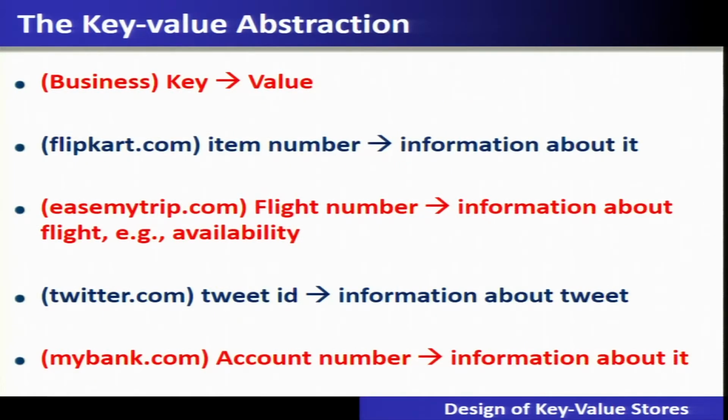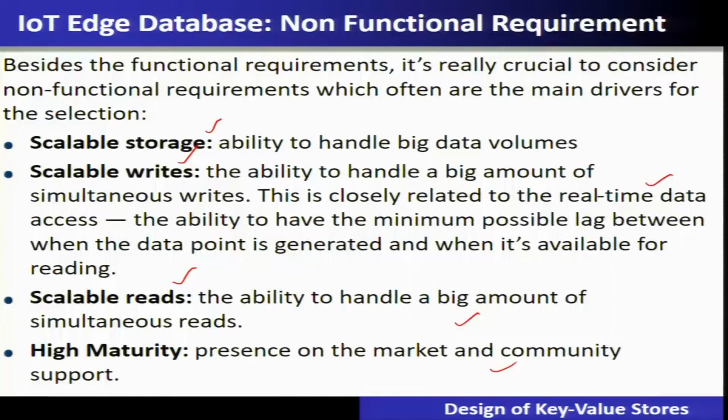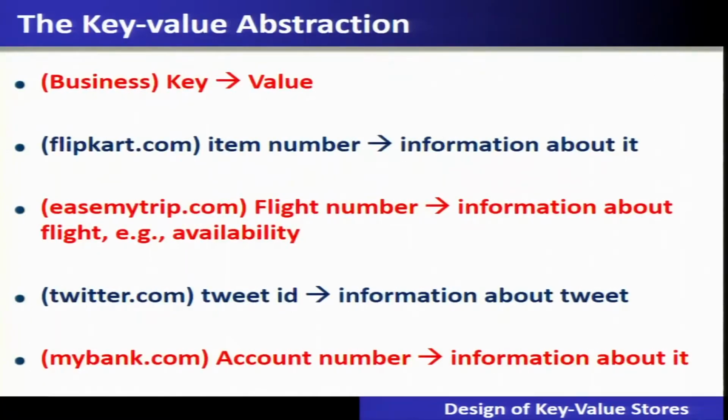So, let us discuss a particular database design which can support all these functionalities, and that is called the key value abstraction. What do we mean by the key value abstraction? It means that there is a key associated with a value, that is, the data store is organized in this particular form, a key value store.